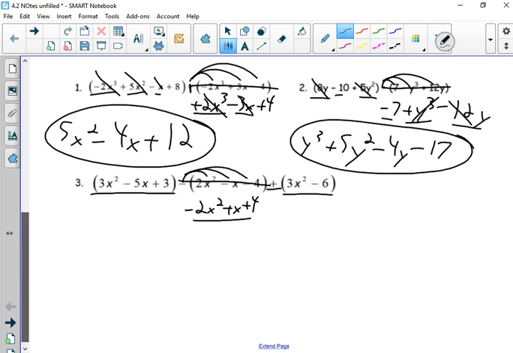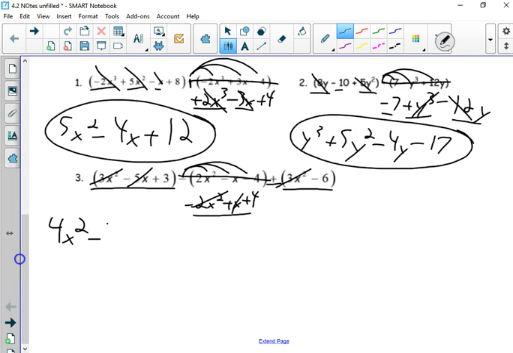Just three things. So I look for my highest exponent. That's 2. I have 3 plus 3 is 6, minus 2 is 4. 4x squared. Now my x's. I have negative 5x plus x is negative 4x. Numbers. 3 plus 4 is 7, minus 6 is positive 1.